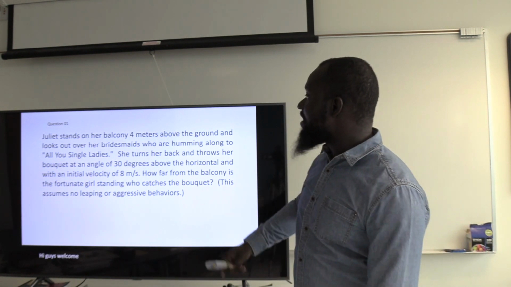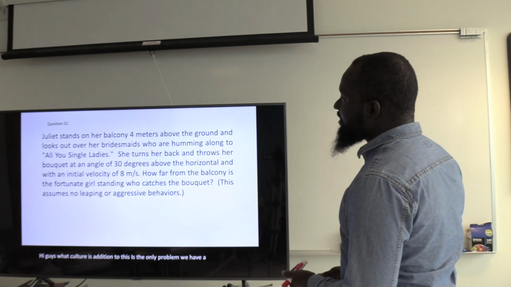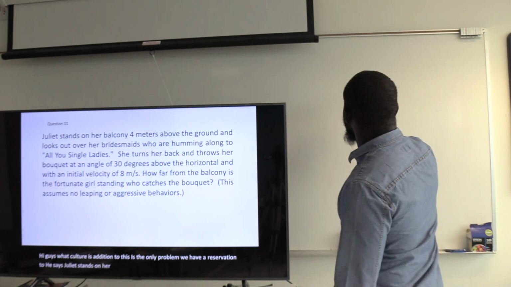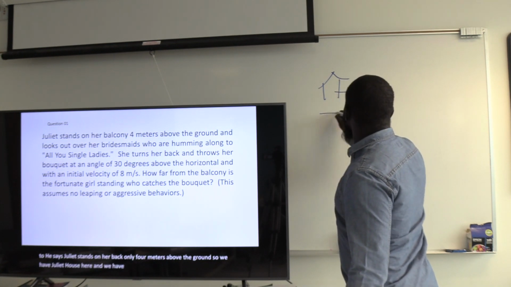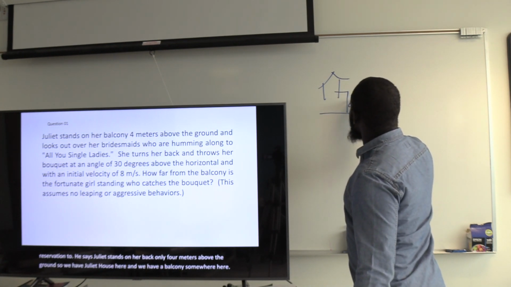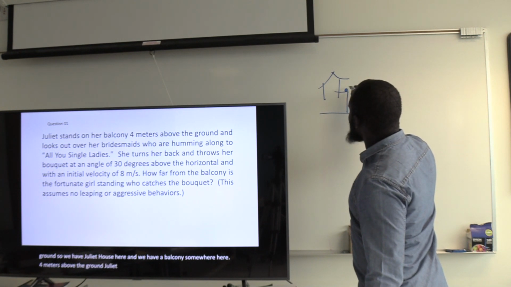This is the only problem we have on Recitation 2. It says Juliet stands on her balcony 4 meters above the ground. So we have Juliet's house here and we have a balcony somewhere here. So 4 meters above the ground, Juliet is standing here. I'm going to assume Juliet to be a point.